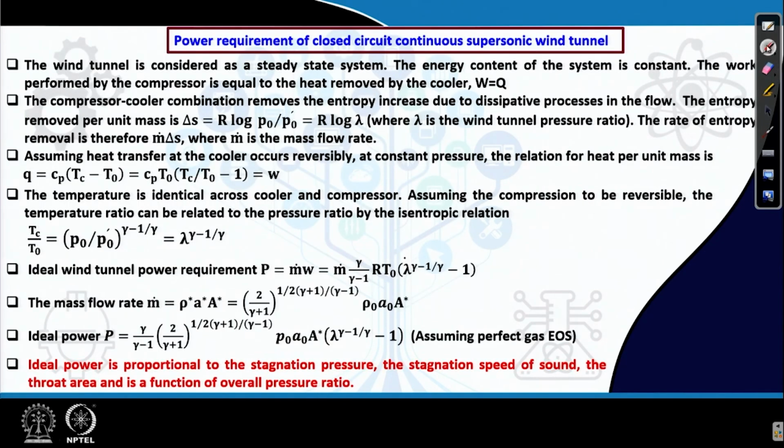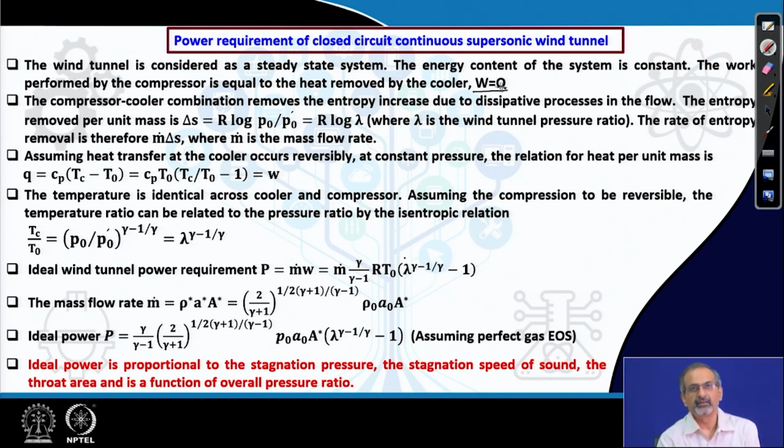We will consider that the wind tunnel is running in steady state. So, in such a situation, the energy content of the system will remain time invariant, and the work performed by the compressor will exactly be equal to the heat removed by the cooler. So, this is the condition under which we are trying to do the estimation, and we will also consider the different processes involved as ideal.